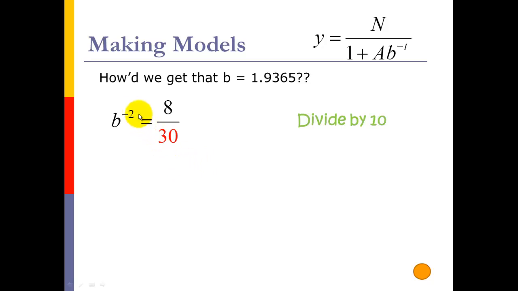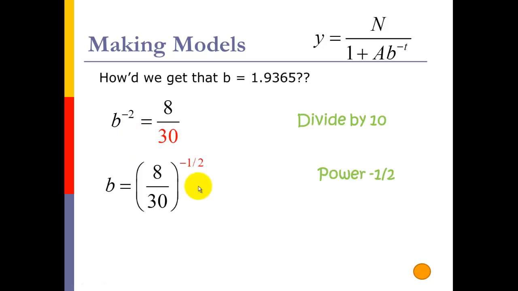Our next step is to get rid of this negative 2 power. The opposite of a negative 2 power is a negative 1/2 power. So by raising both sides to the negative 1/2 power, that will cancel out the negative 2 on the left-hand side, and of course we'll have the negative 1/2 power on the right-hand side. Type that into a calculator, crunch it out, and we end up with the number 1.9365.